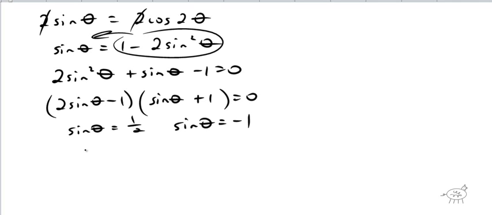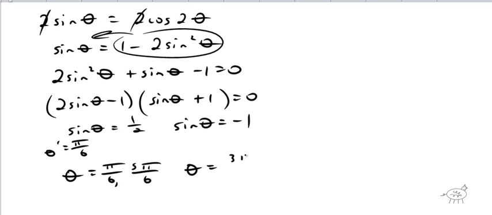And 1/2, a reference angle, of course, is pi over 6. We're in the first two quadrants, so you're going to say theta is equal to pi over 6 and 5 pi over 6. And where's sine theta equal to negative 1? It's at 3 pi over 2. So that's equal to 3 pi over 2. Okay, pretty good. Okay, 2 more.